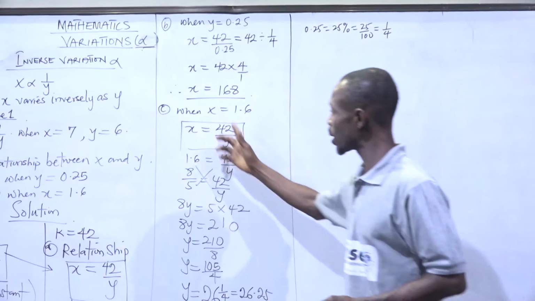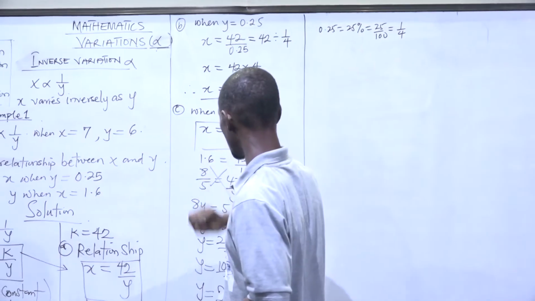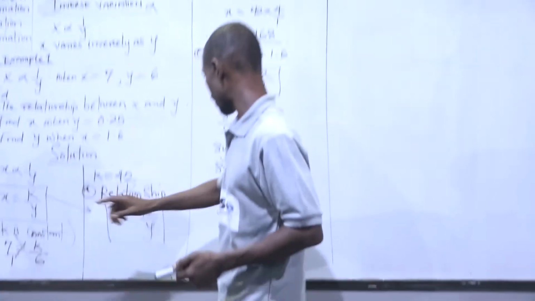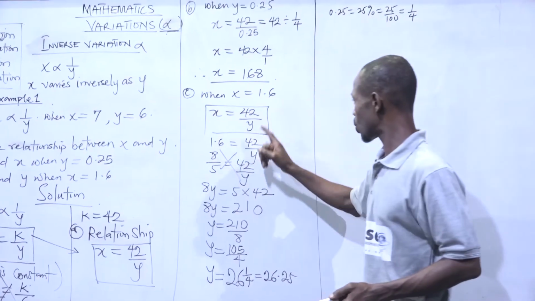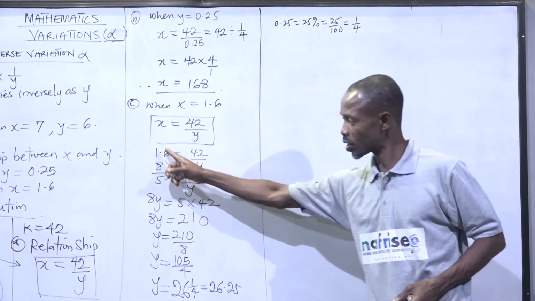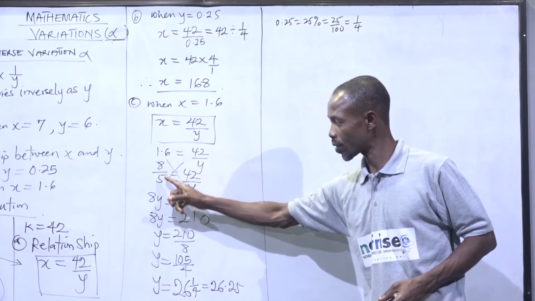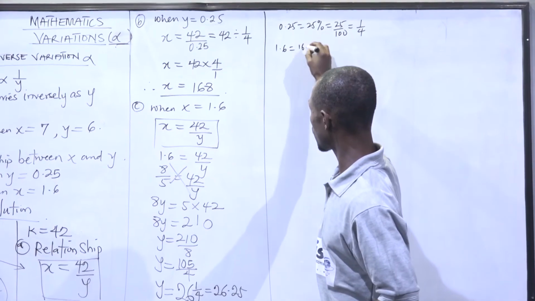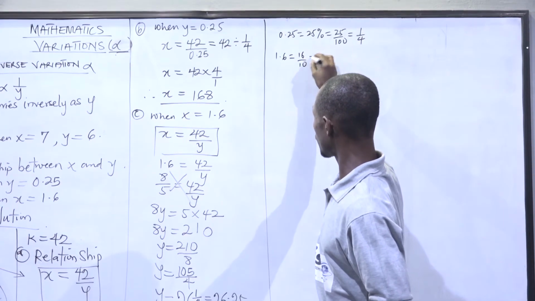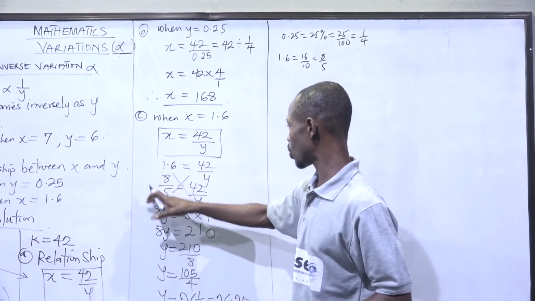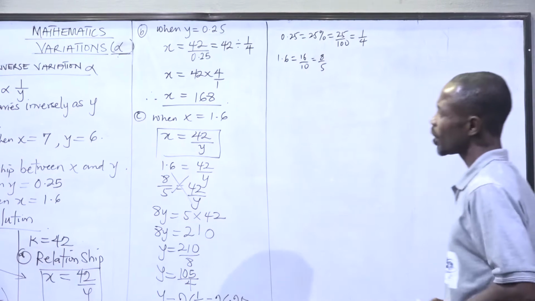The same applies when x is given as 1.6. We go back to the formula from here. We put 1.6 here, equal to 42 over y, then we cross multiply the expression. You see how we made 1.6 into 8 over 5. Actually, it was supposed to be like this: 1.6 equals 16 over 10, which is 8 over 5. That's why 1.6 became 8 over 5. Now, that's for inverse variation.